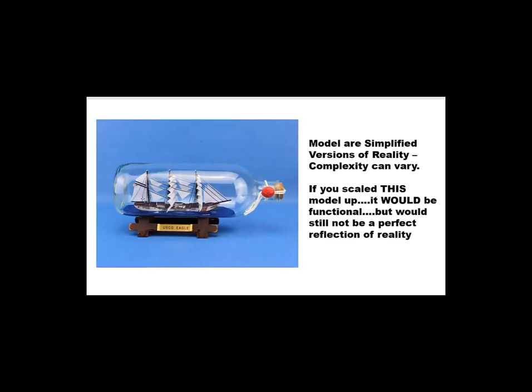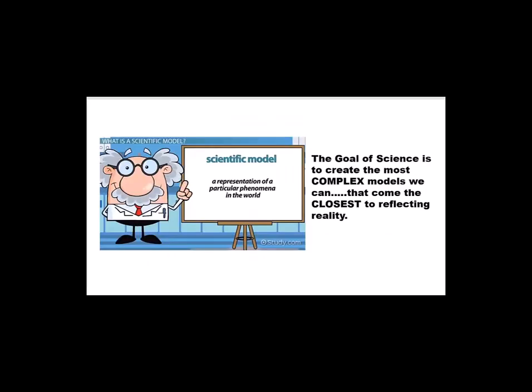It might not have the steering system. It might not have all the gears and pulleys and levers on the steering wheel to turn the sails. It would still be missing some things, even though it would be more functional. But it would still not be a perfect reflection of a real ship. So the complexity and the accuracy of models, whether those are cars or boats or scientific models, will vary. And we are always trying to put together the best model in science that reflects what is actually happening in reality. That is what a scientific model is.